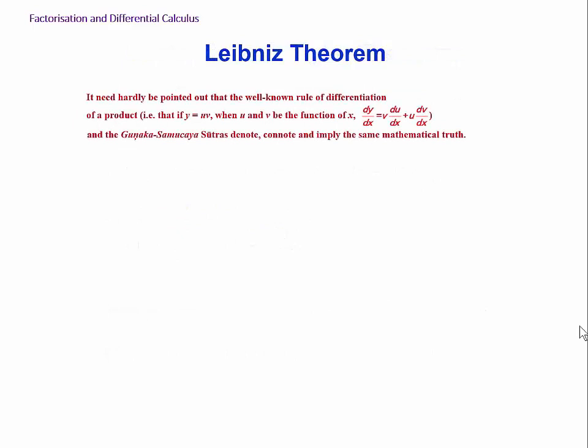In the introduction, Tirthaji says this: it need hardly be pointed out that the well-known rule of differentiation of a product, i.e. that if y equals uv, when u and v are functions of x, dy dx is v du dx plus u dv dx, and the Gunaka Samuccaya Sutras denote, connote, and imply the same mathematical truth. So here we've got a product, uv, and this is the well-known product rule if you want to differentiate a product.